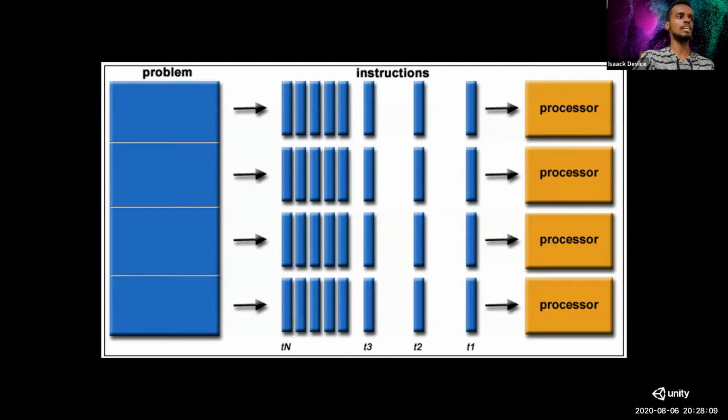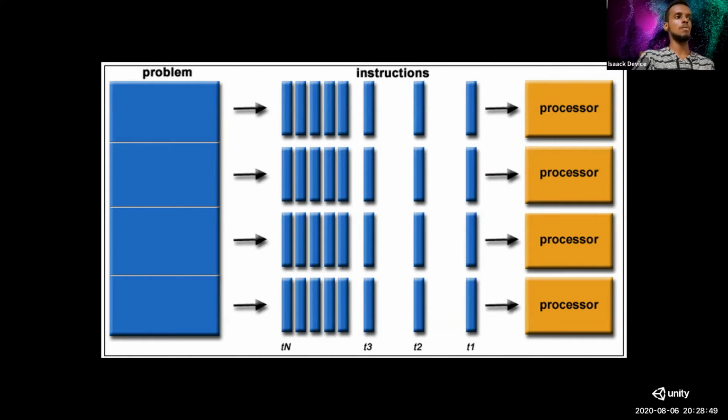For example, as you can see on the diagram here, a problem is broken down into separate instructions, then all of them are allocated to every logical processor, and these logical processors process that data in an equal amount of time. This is what we call parallel processing. A huge task is broken down into chunks of tasks, and these tasks are allocated to the processors. Then each processor processes those tasks in an equal amount of time. This is quite different from sequential computing.